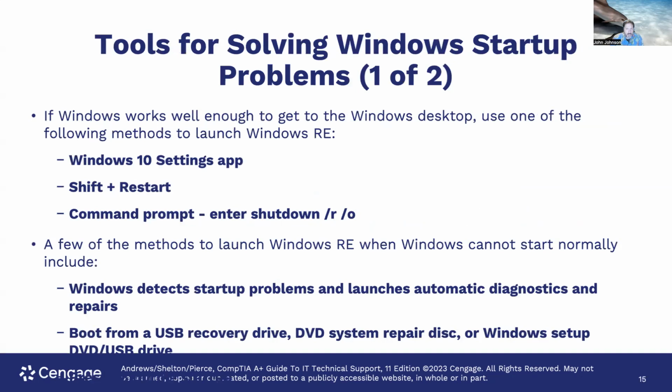So continuing on, tools for solving Windows startup problems. If Windows works well enough to get to the Windows desktop, you can use one of the following methods to launch the Windows recovery environment. You can use the Windows 10 Settings app. You can do Shift and Restart. You can use a command prompt and type in shutdown /r /o for recovery. A few of the methods to launch the Windows recovery environment when Windows cannot start normally include when Windows detects startup problems and launches automatic diagnostics and repairs, or you can boot from a USB recovery drive, DVD system repair disk, or a Windows setup DVD or USB drive.